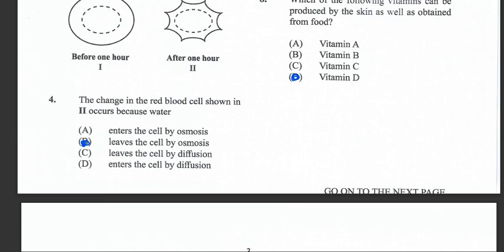It says the change in the red blood cell shown in item 2 occurs because of osmosis. Before, water would have entered the cell by osmosis, but we are seeing that it would leave the cell by osmosis after the 1 hour here. So the answer here would be B.